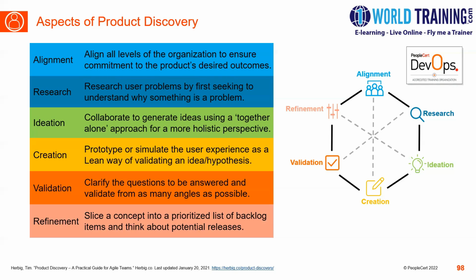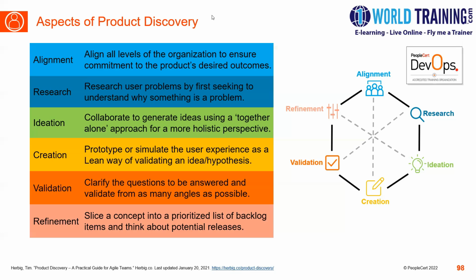And the next aspect of product discovery is research. Research is certainly important, because as part of the research phase, users should look into the problems that currently exist. The researcher should look into the problems by first seeking to understand why something is a problem. So you need to go for the root cause. You need to look at why the current situation exists the way it does. So you need to find the problems and the reasons for them, and that's how you look for building your products.